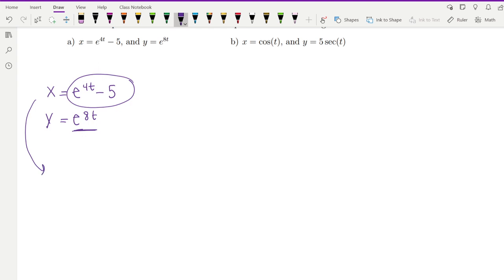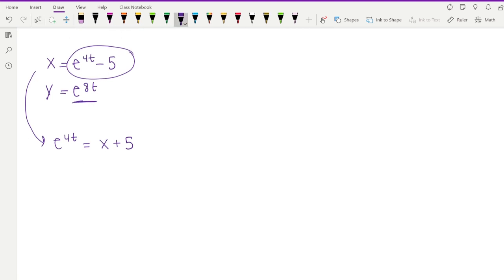So if we were to rewrite this as e to the 4t is equal to x plus 5, that's another way of writing the same information, right? Just adding 5 to both sides. So now if we wanted to turn this into e to the 8t, we could just do that by squaring both sides of this equation, right? (e to the 4t) squared is equal to (x plus 5) squared.